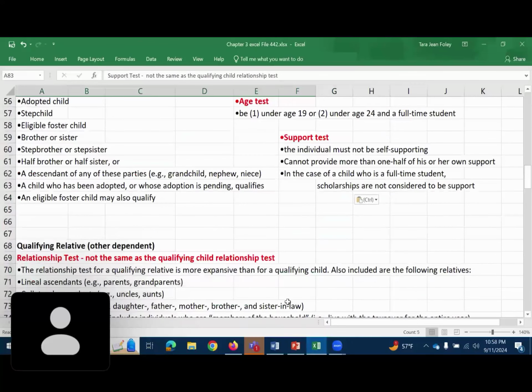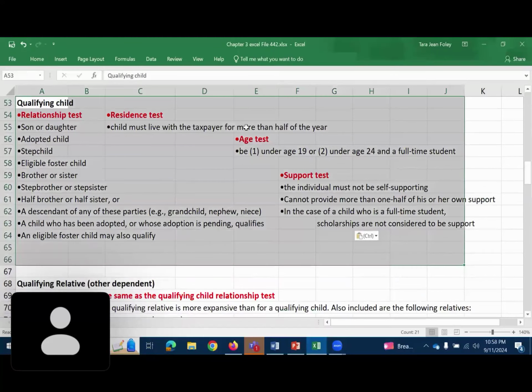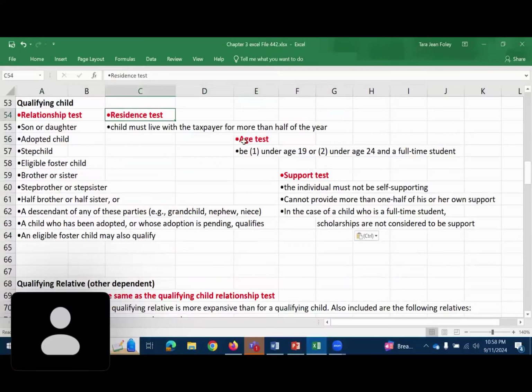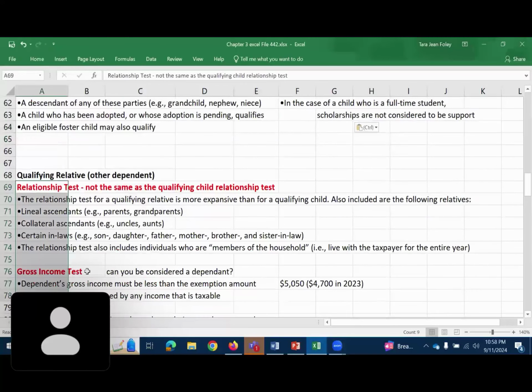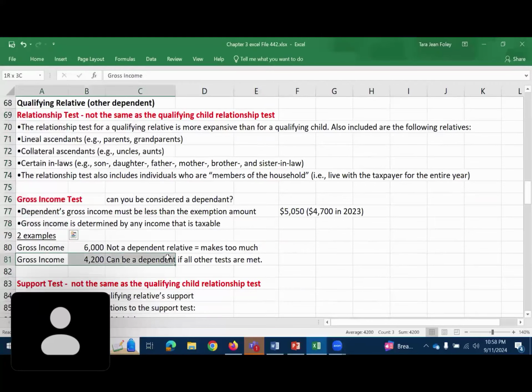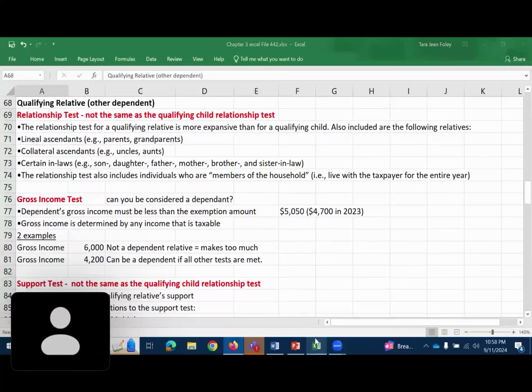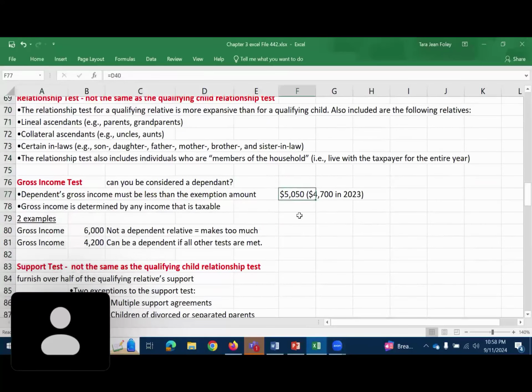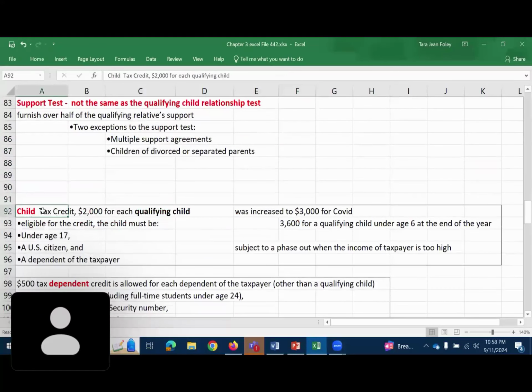So Paige, even though she's her child, doesn't qualify under the rules of a child because of her age. We're making this up, we don't know. But she does qualify if we make up the number that she makes 4,200. So she'd be considered a qualifying relative, and then she'd be eligible for receiving the credit. Okay, so a child tax credit is $2,000 for each child.